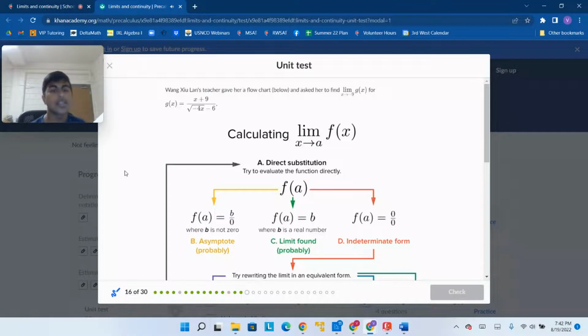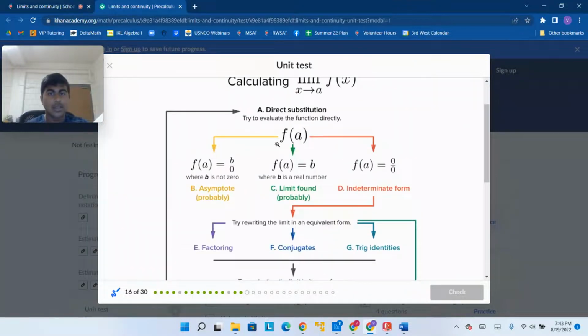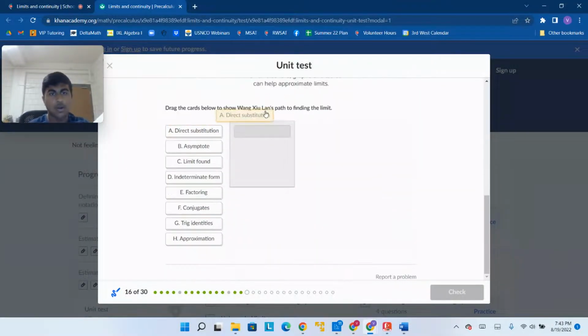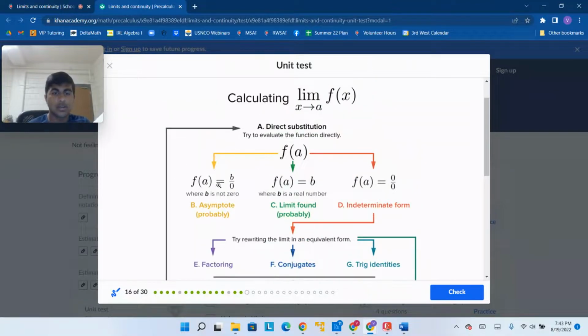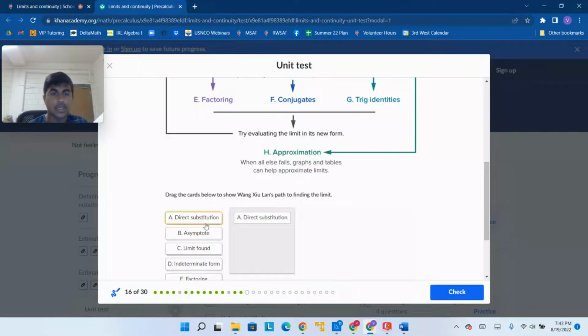All right. Wang Xiu Len, I'm sorry, I don't know how to pronounce that. But WXL's teacher gave her a flowchart below and asked her to find the limit as x approaches -9 of g of x, for g of x equals (x plus 9) over (square root of -4x minus 6). So we're going to do direct substitution, because of course we are. We put that in there and get 0 over the square root of 36, 6 minus 6, which is 0. Always direct substitution first. We got 0 over 0, which is indeterminate form. That's D.